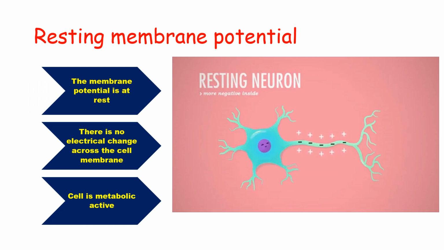When a cell membrane is in the resting state, it doesn't mean that the cell is not metabolically active. Resting state means that it is not excitable. Although the cell is carrying out metabolic activities of taking in nutrients and removing waste material, performing its function of protein synthesis, DNA transcription, and translation, the cell is not excitable. So there is no electrical change across the cell membrane. This is what is meant by the resting membrane potential.